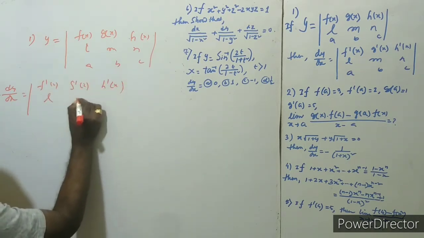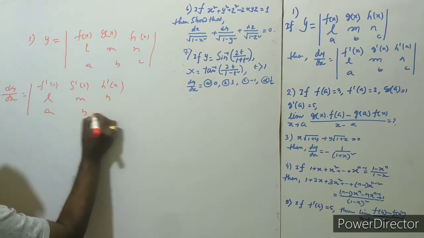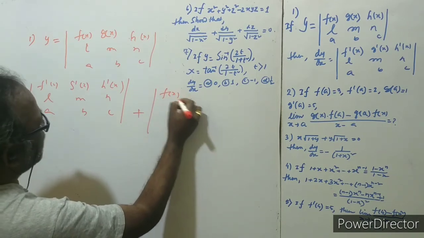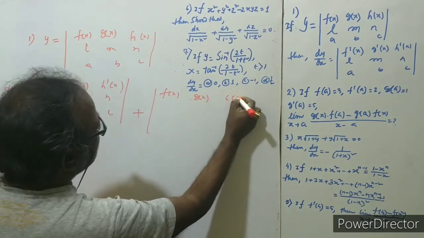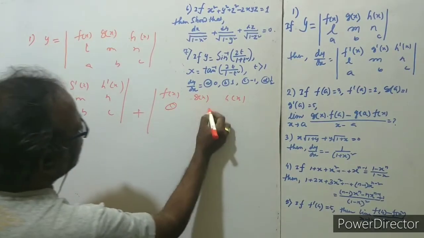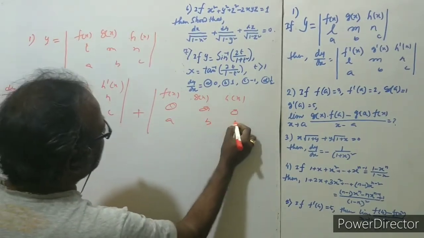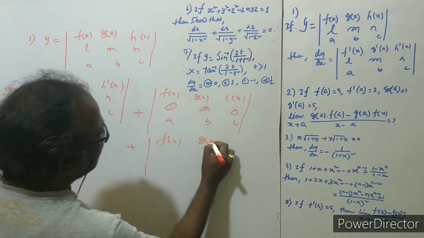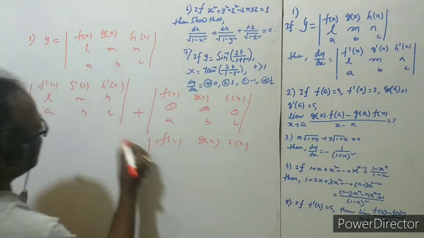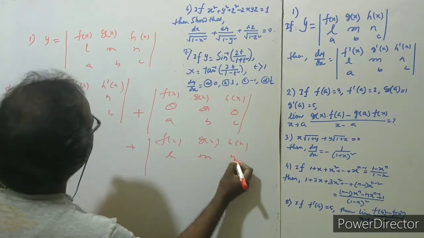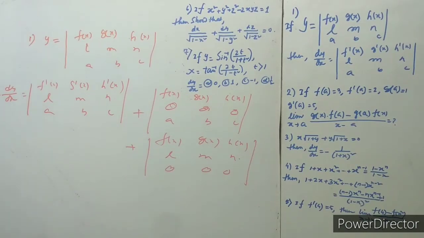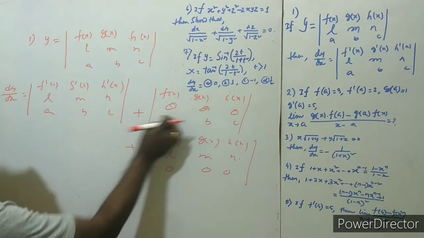Okay, therefore L, M, N, A, B, C are unchanged. And another, f of x is unchanged, g of x is unchanged, h of x is unchanged, and in the differentiation of the second row, this is 0, 0, 0. A, B, C are unchanged. Again, f of x, g of x and h of x are unchanged, and then L, M, N unchanged, and this is 0, 0, 0. The first row, second row and third row of the second determinant are 0, so the value of this determinant is 0.